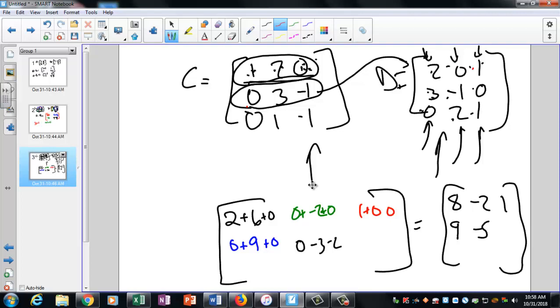Now, 0 times 1, 0. 3 times 0 is 0. Negative 1 times 1 is negative 1. So we got 0, 0, and negative 1. Makes this number negative 1.